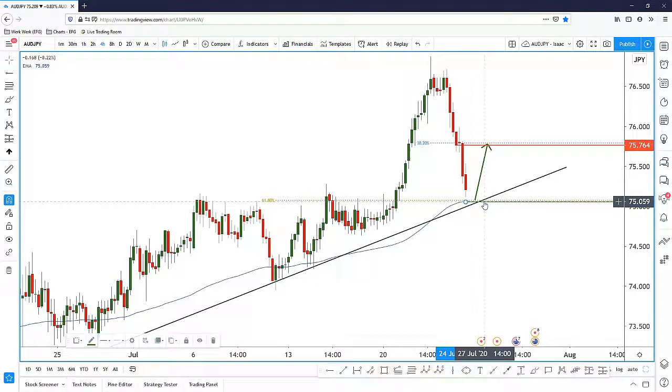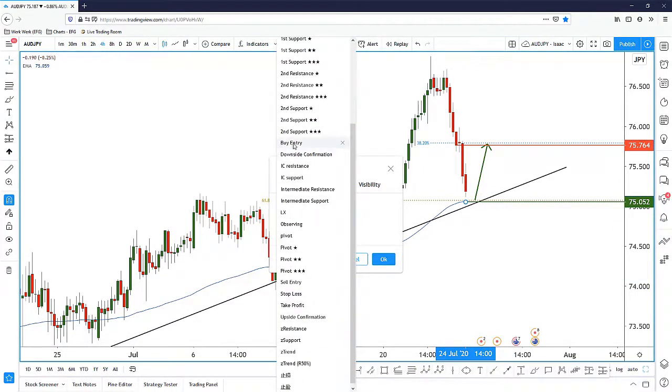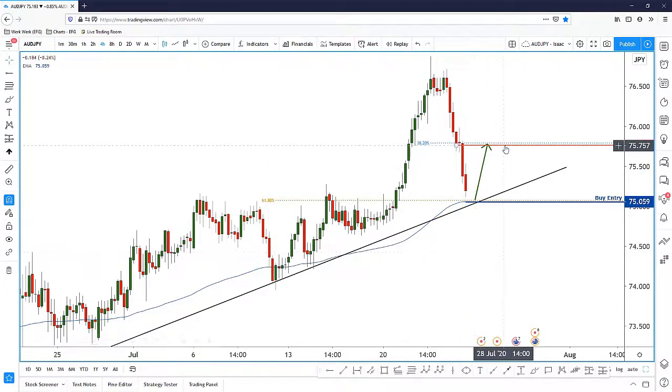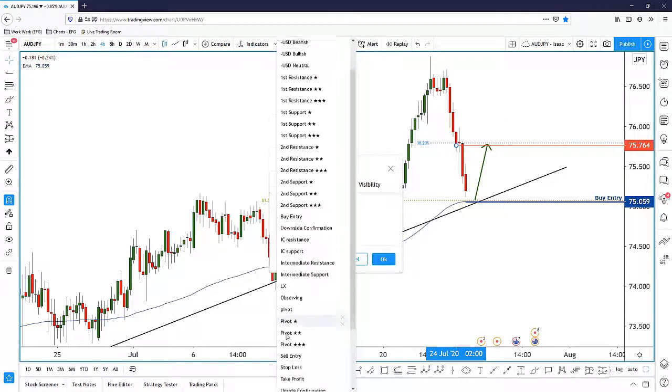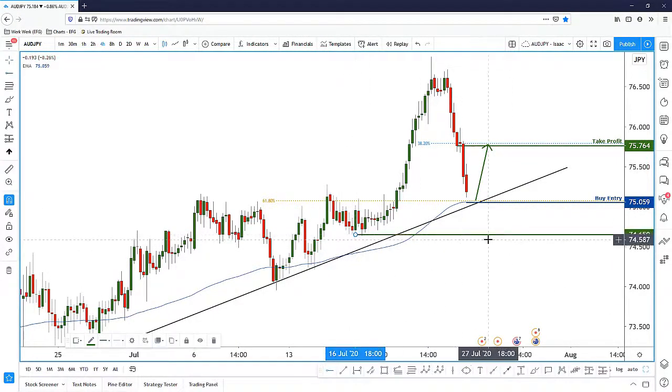So the 4-hour chart is like that, and if we're going to play this short intraday, I would think that this would be a nice level for a buy, and this would be a nice level for a take profit. And as for the stop loss, I'll put the level over here, right?